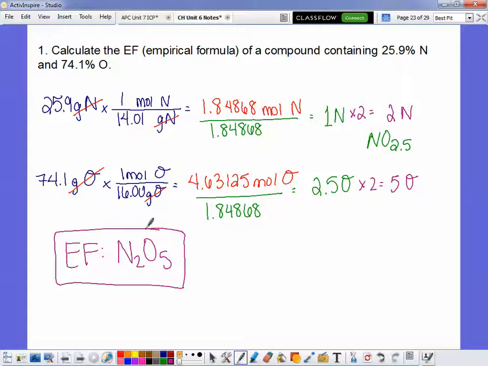Sometimes when you do the division by the smallest number of moles, you end up getting all whole numbers and you're good. Sometimes you don't. If your number after you divide is within 0.1 of a whole number, you can round it to the whole number. If it's not, then you're going to have to end up multiplying. You typically will have either a whole number or really close to a 0.5. It might be like 0.49 or 0.51 or something like that. But you're typically going to either have whole numbers or you're going to have to multiply by 2. I make it simple for you like that.